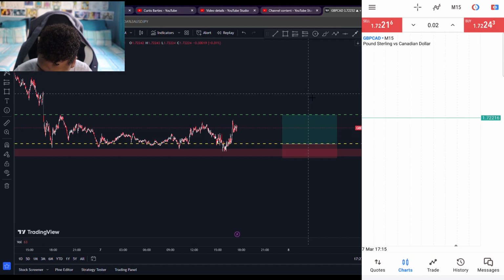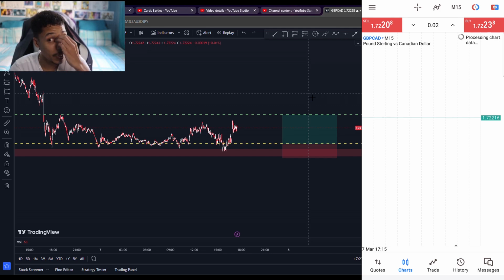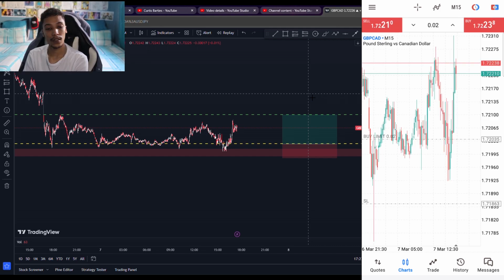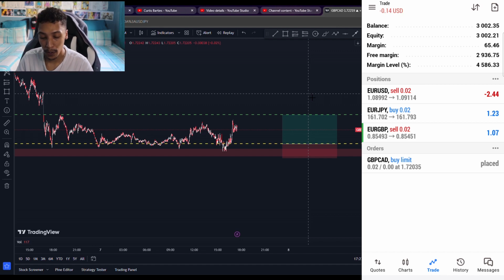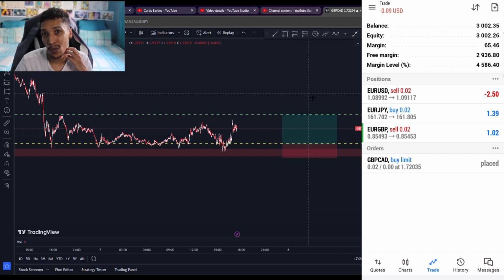Check it out now. Now we have all 4 of our trades. We have all 4 of our trades down, which is the Euro USD, the Euro JPY, and the Euro Pound. We are up on 2 trades by $1, and we are down almost $3 on the 1 trade.